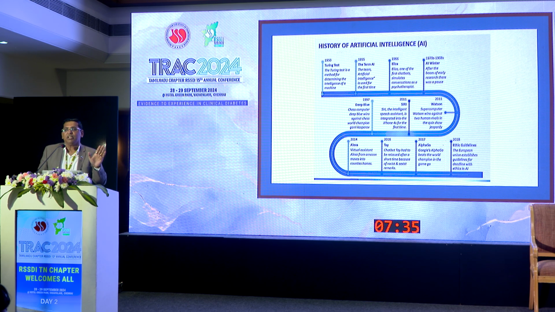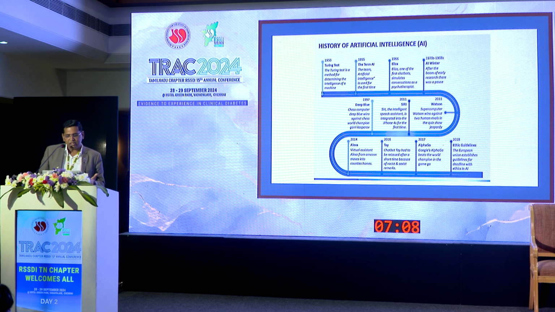1970 to 80 was the AI winter. Nothing was happening due to lack of computing abilities. And then 97, that was Deep Blue, which was a chess computer. It was playing against the chess world champion Garry Kasparov, and it defeated Garry Kasparov. In 2011, we saw Siri, then we saw Watson. Watson is a supercomputer by IBM, we all know, which gives legal advice and medical advice as well.